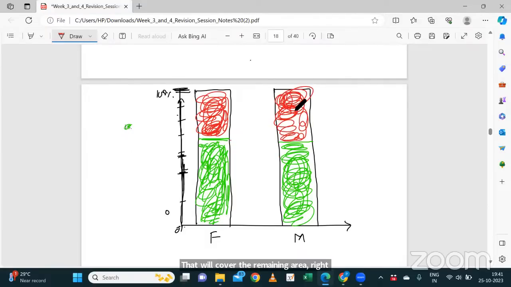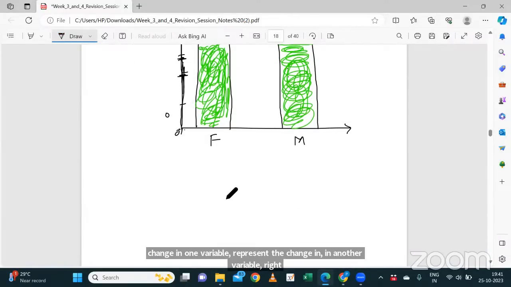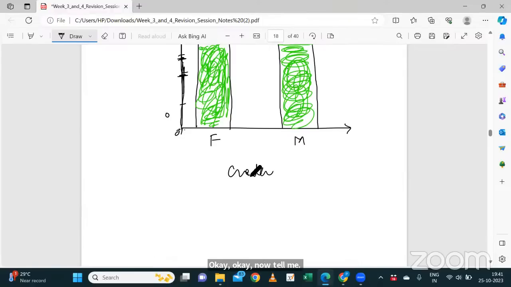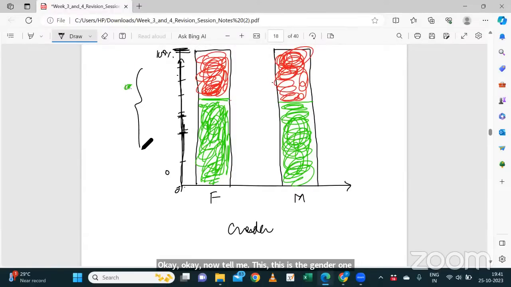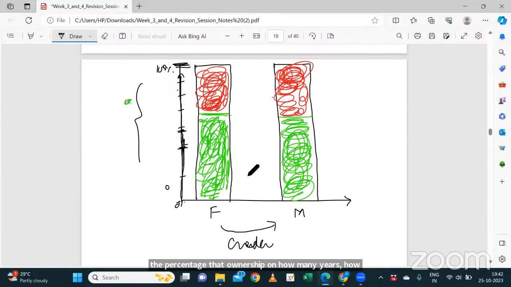Now, what was the definition of association? You told me: a change in one variable should represent a significant change in another variable. Now, this is the gender one, and this tells the percentage ownership, how many yes, how many no. If I change one variable, from female to male, is there any significant change in the green to red? No, sir. Both are approximately the same. If there is any change, then I will say there is an association; otherwise no association.